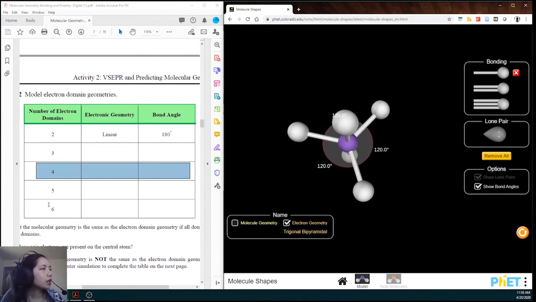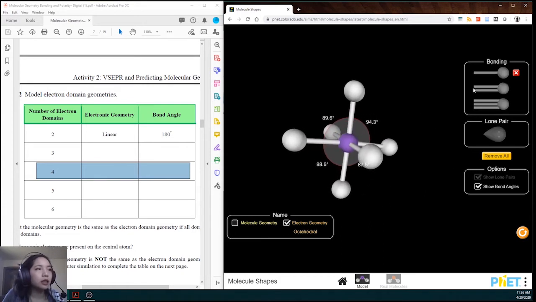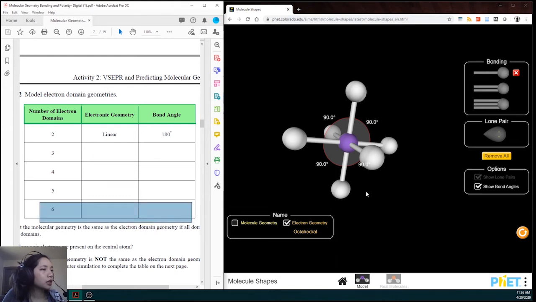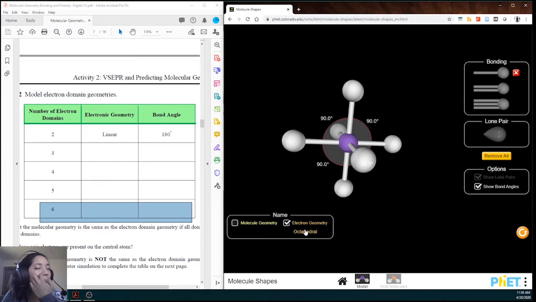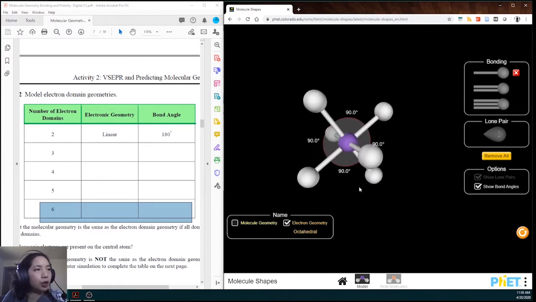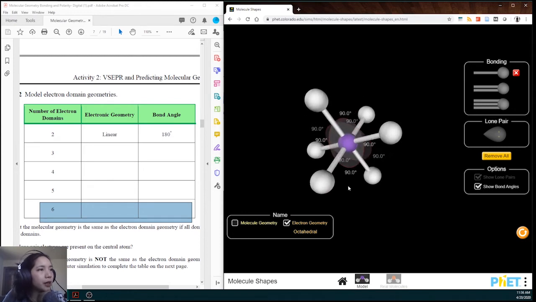There, okay. So that's 5 electron domains. All right, and then finally 6. Oh, this is 6 electron domains. That name is octahedral, and then I can rotate it so you can see all the bond angles, but it looks like they're all the same.